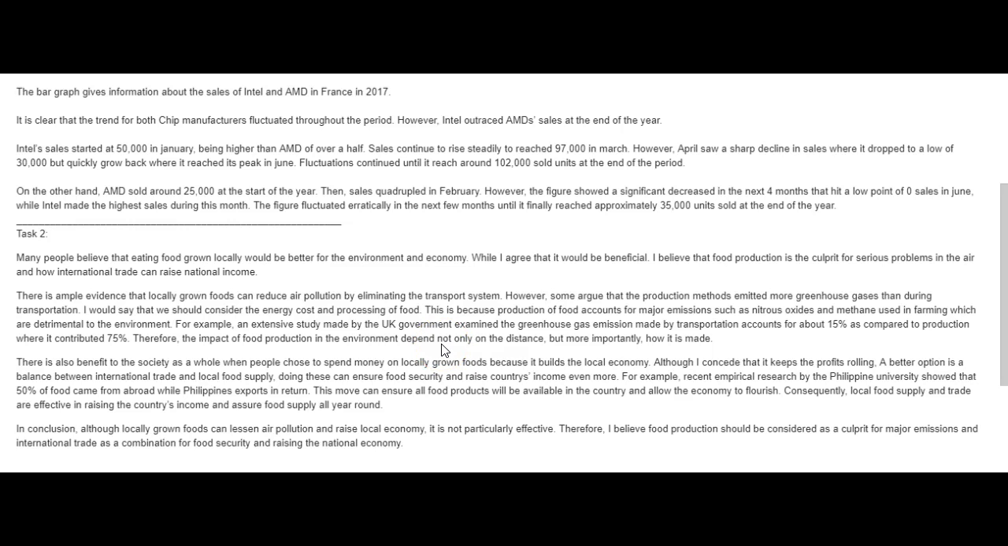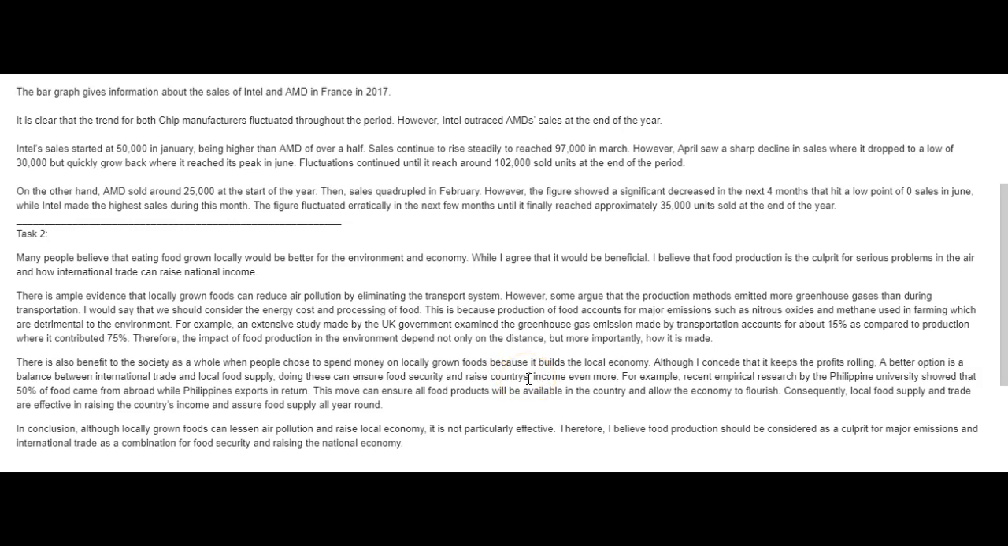Okay. There is also benefit to the society as a whole when people choose to spend money on locally grown foods because it builds the local economy. You want present tense here. Although I concede that it keeps the profits rolling, a better option is a balance between international trade and local food supply. Doing these can ensure food security and raise countries' income even more.